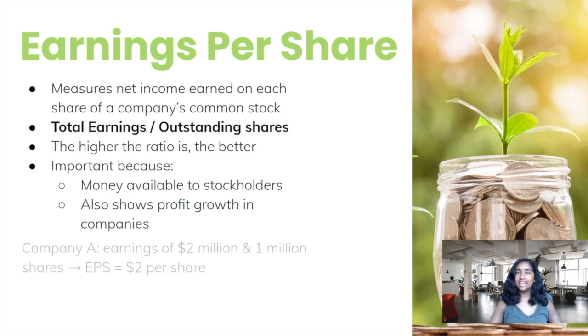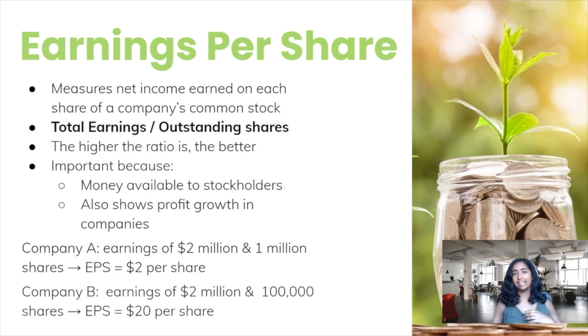For example, take two companies, Company A and Company B. They both have earnings of $2 million, but Company A has 1 million shares outstanding, while Company B has only 100,000 shares outstanding. Company A has an earnings per share value of $2 per share, while Company B has an earnings per share value of $20 per share.